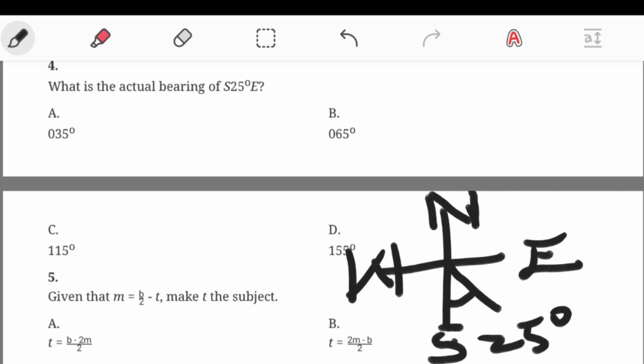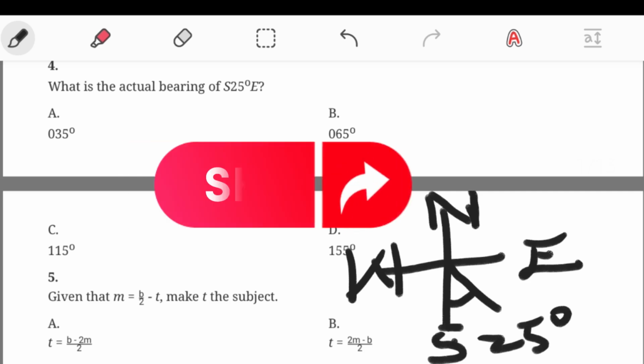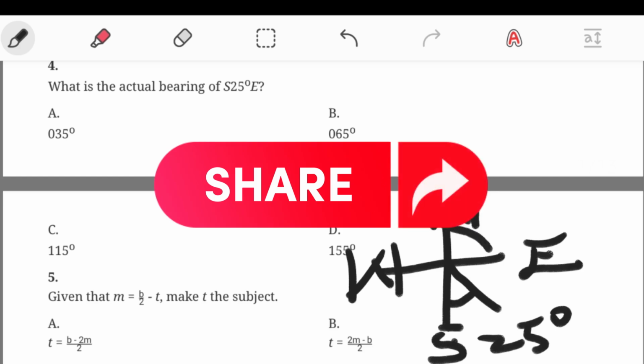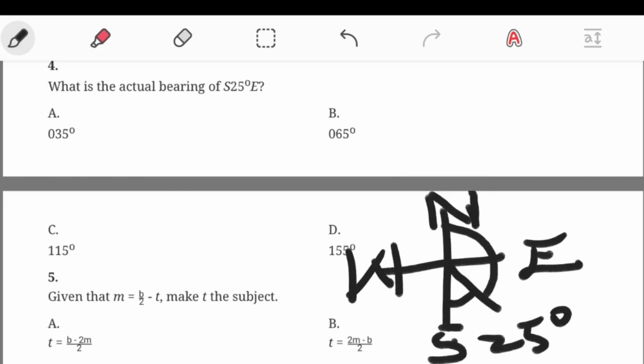Right? And the bearings are always taken from north. So from the question, what they are interested in is from north up to that line, what is the angle? So you just take here is 90 degrees. The angle here from north to east, the total angle from north to east is 90 degrees.